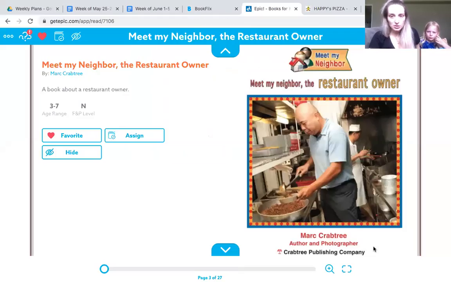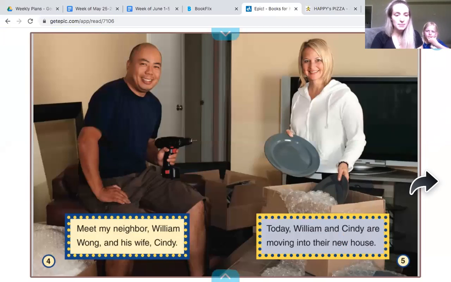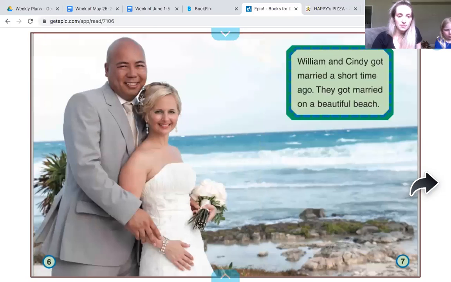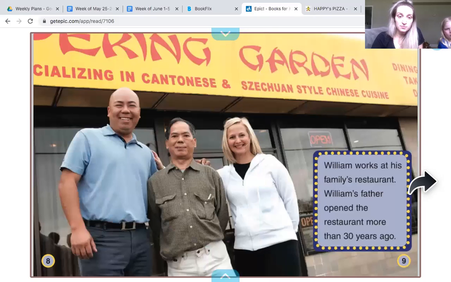I'm going to share my screen with you because the first thing we're going to do is read a book about restaurants. The name of this book is Meet My Neighbor, the Restaurant Owner. Meet my neighbor, William Wong, and his wife, Cindy. Today, William and Cindy are moving into their new house. William and Cindy got married a short time ago. They got married on a beautiful beach.